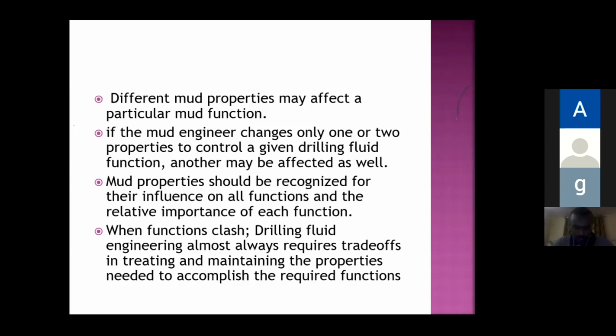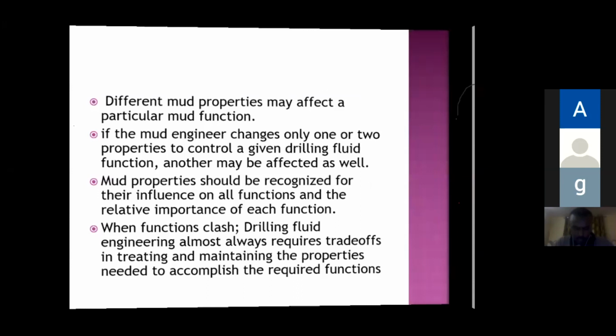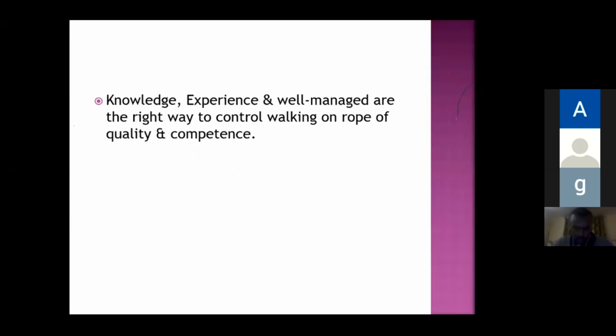Okay, mud properties should be recognized for their influence on all functions and the relative importance of each function. And when functions clash, drilling fluid engineering almost always requires trade-offs in treating and maintaining the properties needed to accomplish the request. Here, knowledge, experience, and good management are the right way to control this with quality and competence, because you need to increase something, but you have to maintain another.